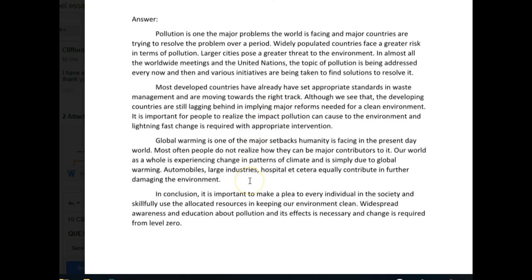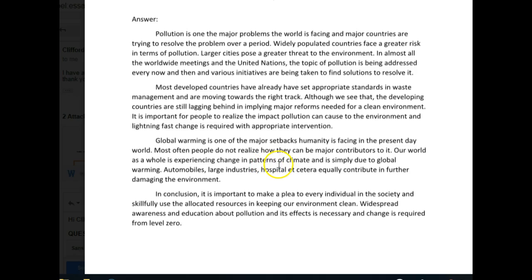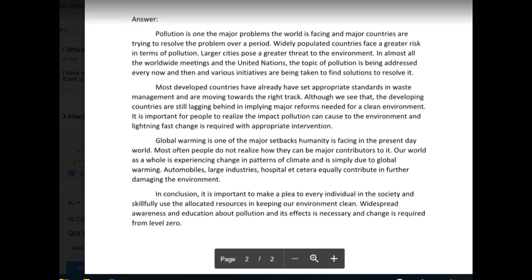Moving on. Global warming is one of the major setbacks humanity is facing in the present day world. Okay, in the present world is fine. Most often people do not realize how they can be major contributors to it. Our world as a whole is experiencing change in patterns of climate, and it's simply due to, you're missing that, is simply due to global warming. Automobiles, larger industries, hospitals, etc. are equally contribute in further damaging the environment.